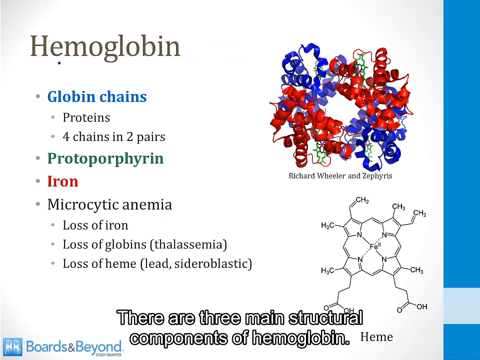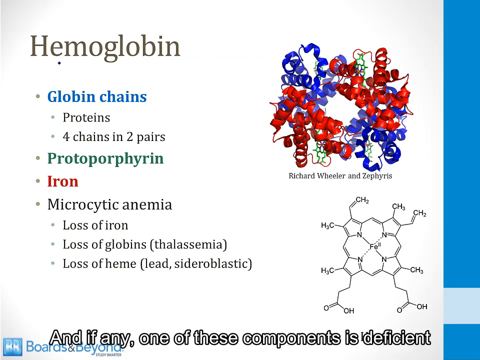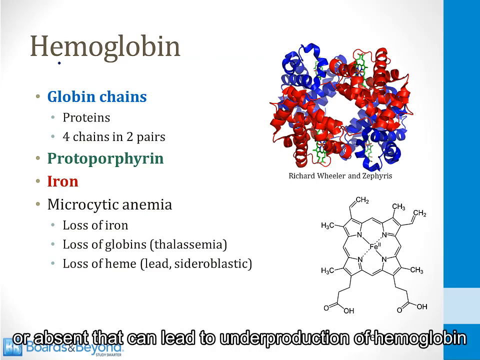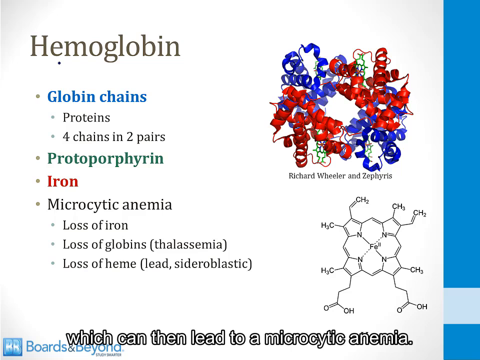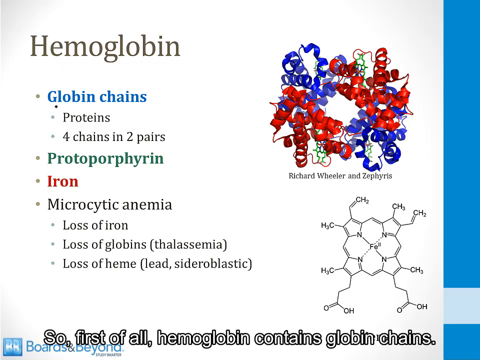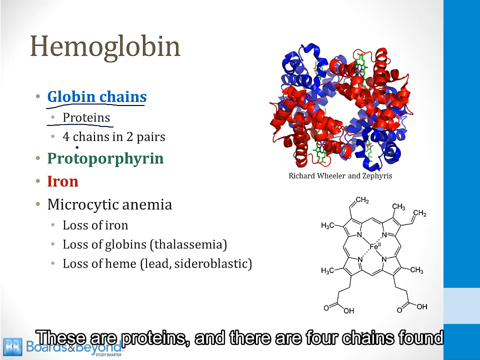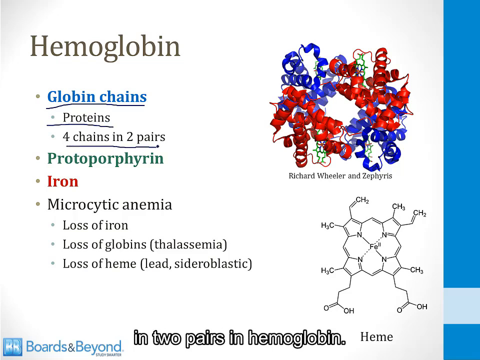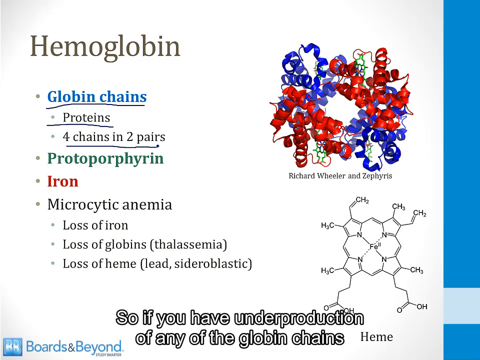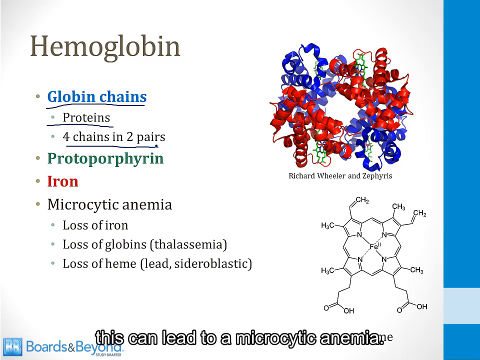cells. There are three main structural components of hemoglobin, and if any one of these components is deficient or absent, that can lead to underproduction of hemoglobin, which can then lead to a microcytic anemia. So first of all, hemoglobin contains globin chains. These are proteins, and there are 4 chains found in 2 pairs in hemoglobin. So if you have underproduction of any of the globin chains, this can lead to a microcytic anemia.